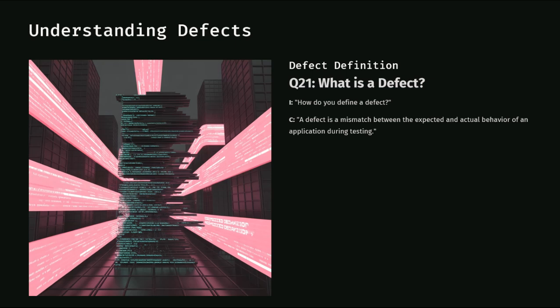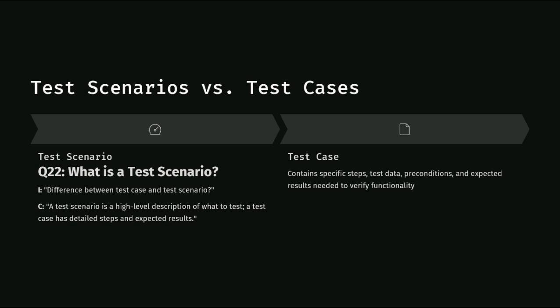How do you define a defect? A defect is a mismatch between the expected and actual behavior of an application during testing. Question number 22. What is a test scenario? A test scenario is a high-level description of what to test. A test case has detailed steps and expected results.